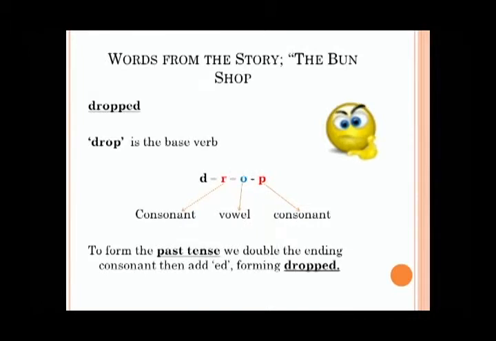Did you understand that rule? Oh yes, it was as clear as crystal. Let us continue. Words from the story, The Bun Shop. The word dropped is spelled D-R-O-P-P-E-D. What is it in the present tense? Yes, boys and girls, it is the word drop. D-R-O-P.